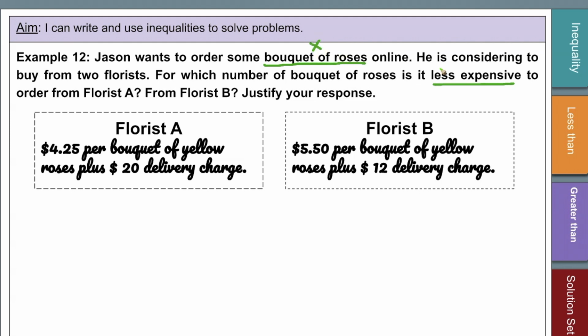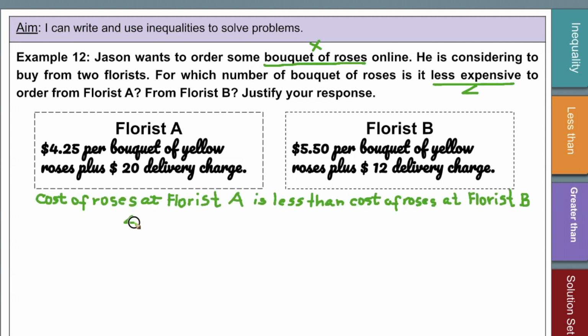In the state part, we know that the florist A costs $4.25 per bouquet of yellow roses plus $20 delivery charge. For florist B, it costs $5.50 per bouquet of yellow roses plus $12 delivery charge. Let us represent the bouquet of roses with variable x, and then let's set up an inequality to determine for which number of bouquet of roses is it less expensive to order from florist A.